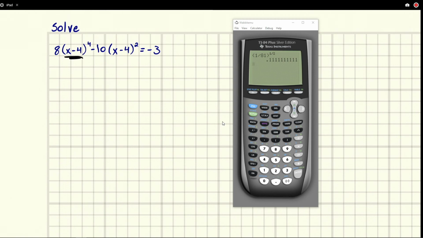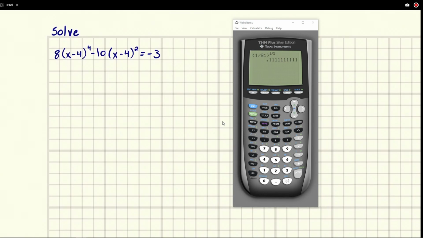Now, if you're super familiar with factoring, you don't actually need to do this technique, but I think it's a good one to learn. You're definitely going to use it at some point to help a problem look a little easier. And it's called a U substitution.